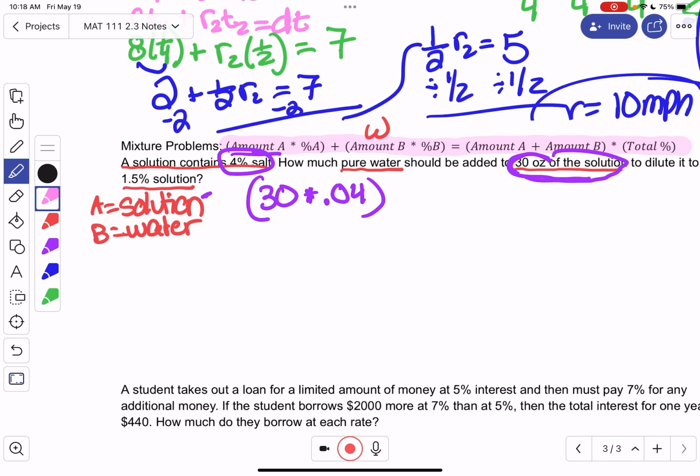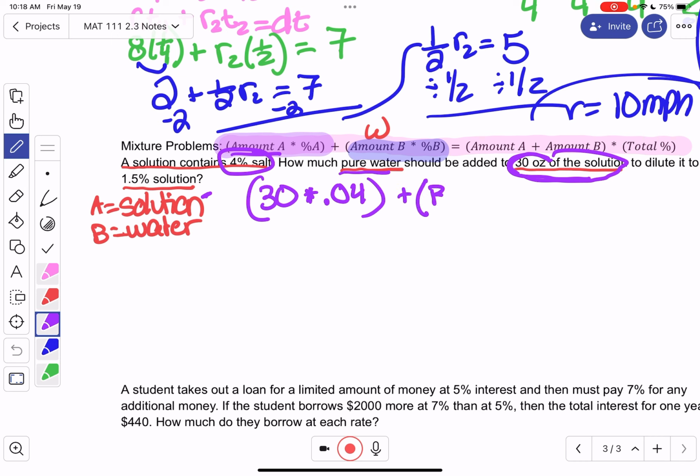Now we have our first part of the parentheses. Now let's do amount B. How much water? Well, we don't know, so that's where we're going to put our X. We don't know how much water. And then what percent is water? Well, if it's pure water, there's no salt, so it would be 0%.